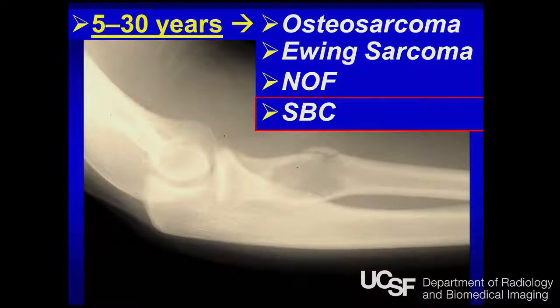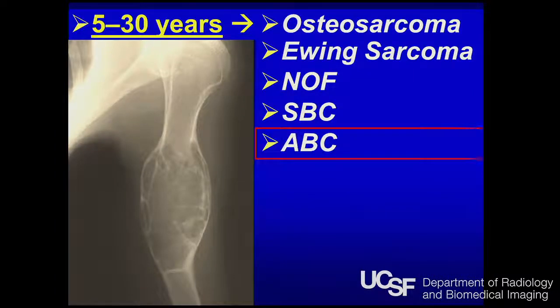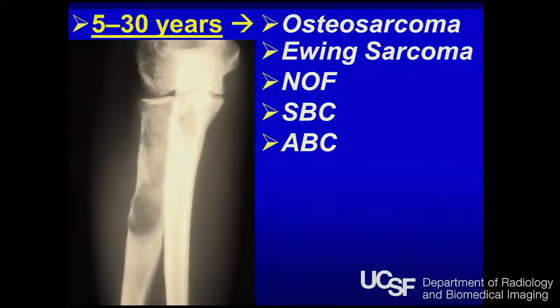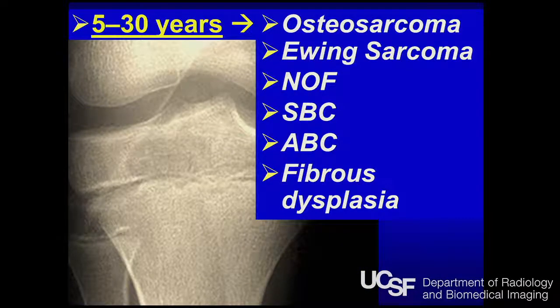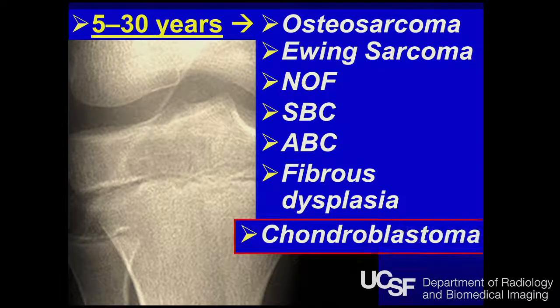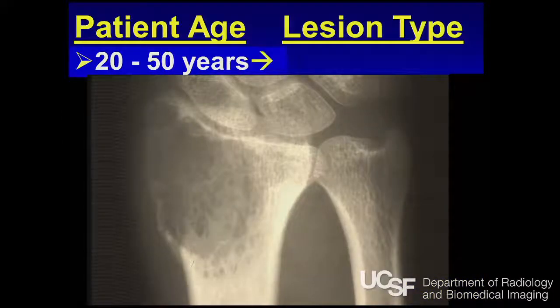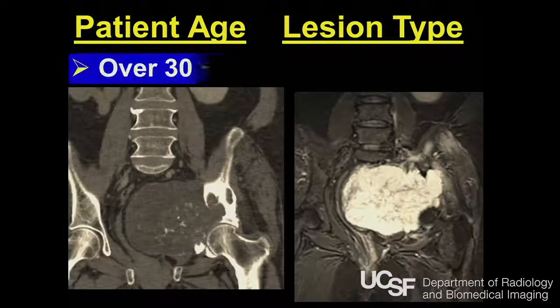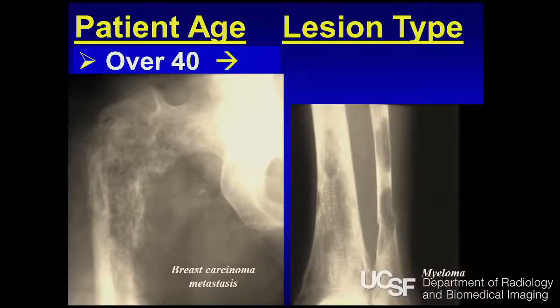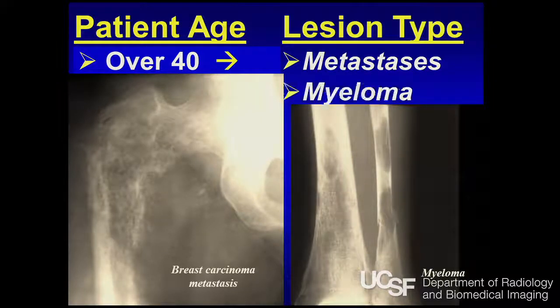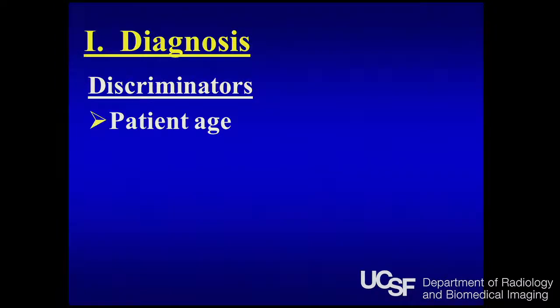Also, solitary bone cyst, like we see here. An aneurysmal bone cyst, like we see here. Fibrous dysplasia, that we'll talk more about in detail. And then this lesion that we see in the epiphysis of a kid, chondroblastoma. With advancing age to young to middle-aged adults, 20 to 50 years, giant cell tumors of bone occur. Over the age of 30, we need to start thinking about chondrosarcoma. And then over the age of 40, by far statistically the most likely are METs and myeloma. Okay, so that's a quick overview by age.